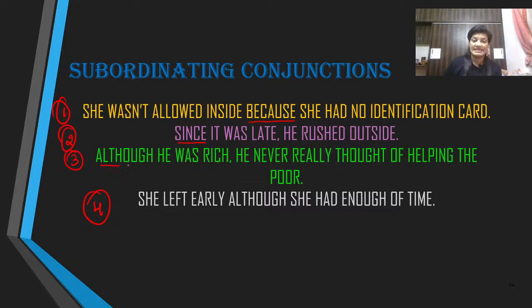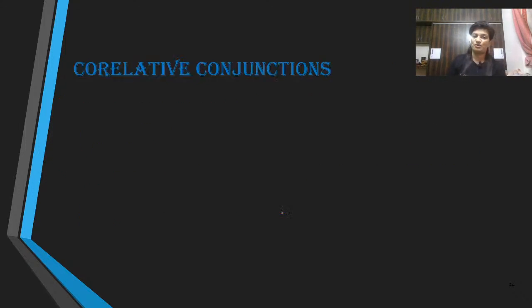Although he was rich, he never really thought of helping the poor. She left early, although she had enough time. Both the sentences have although. So these are your subordinating conjunctions.